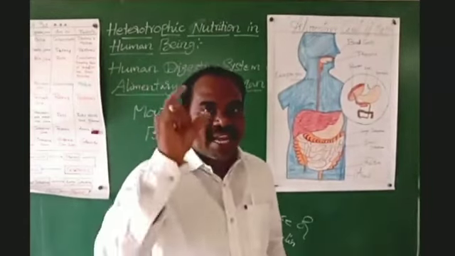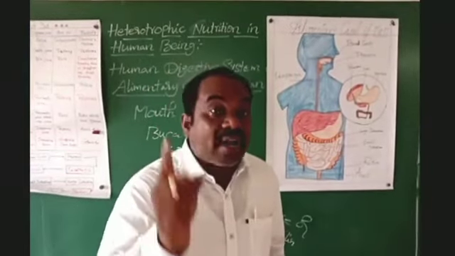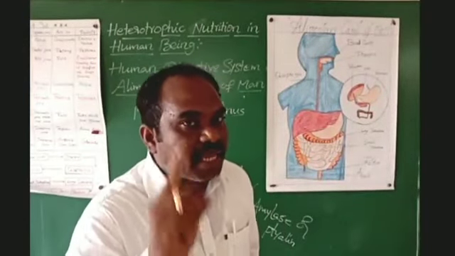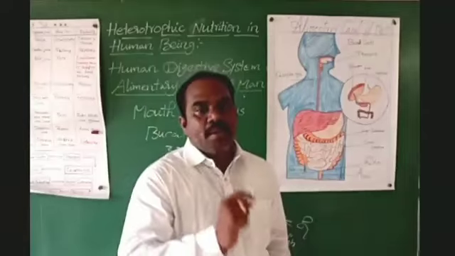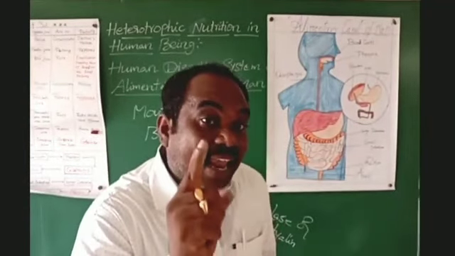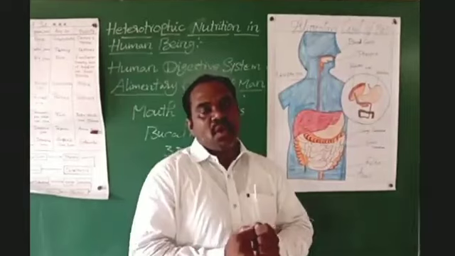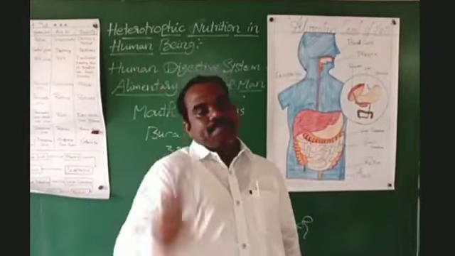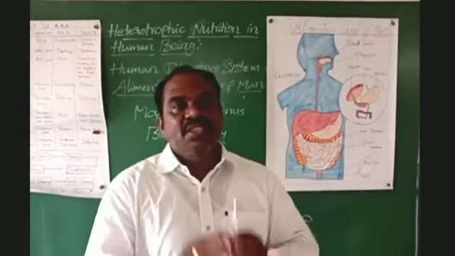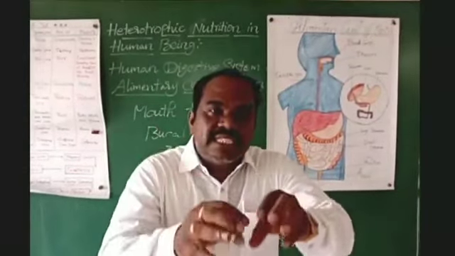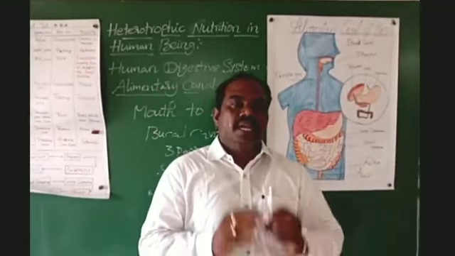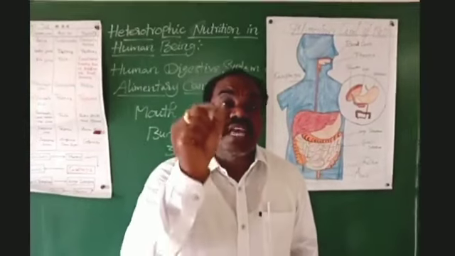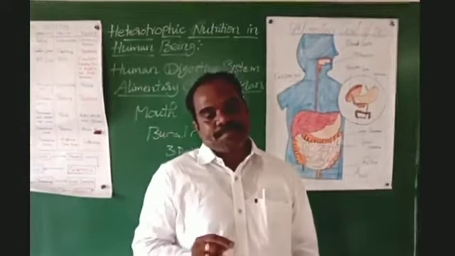Amylase enzyme, or ptyalin. PTYALIN, the P is silent. What is the other name of amylase? Ptyalin. This enzyme is present in saliva. Amylase enzyme is present in saliva. What is the use of amylase enzyme or ptyalin?